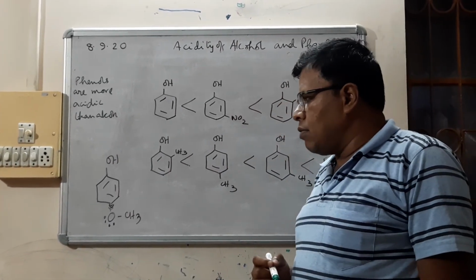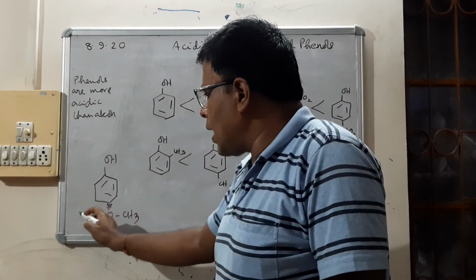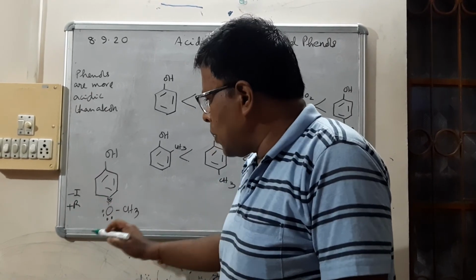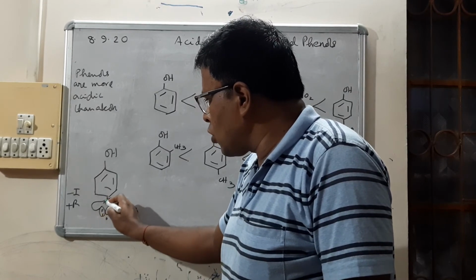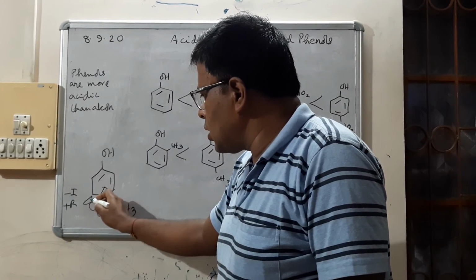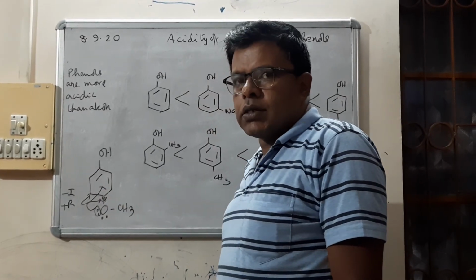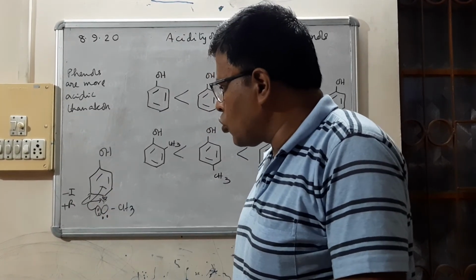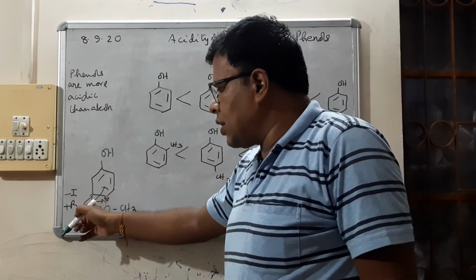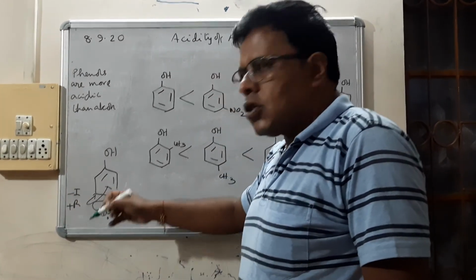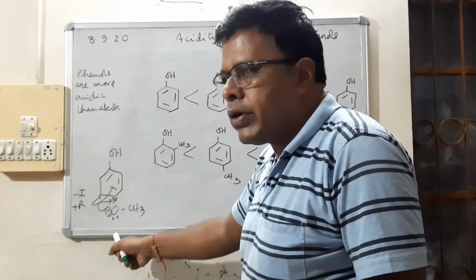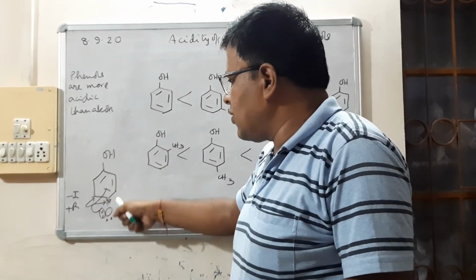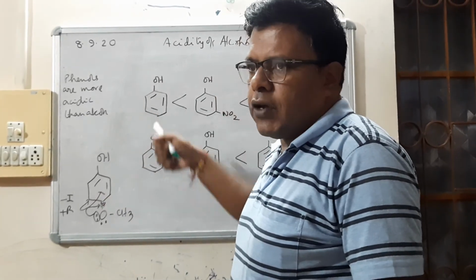But at the same time, there is also plus R effect. Plus R effect means this lone pair is in conjugation, so it is going into the ring. Now these are two opposite things, and which one is stronger? You have to know always: resonance effect is stronger than inductive effect. So the net effect will be electron releasing. So methoxyphenol will be less acidic than phenol.